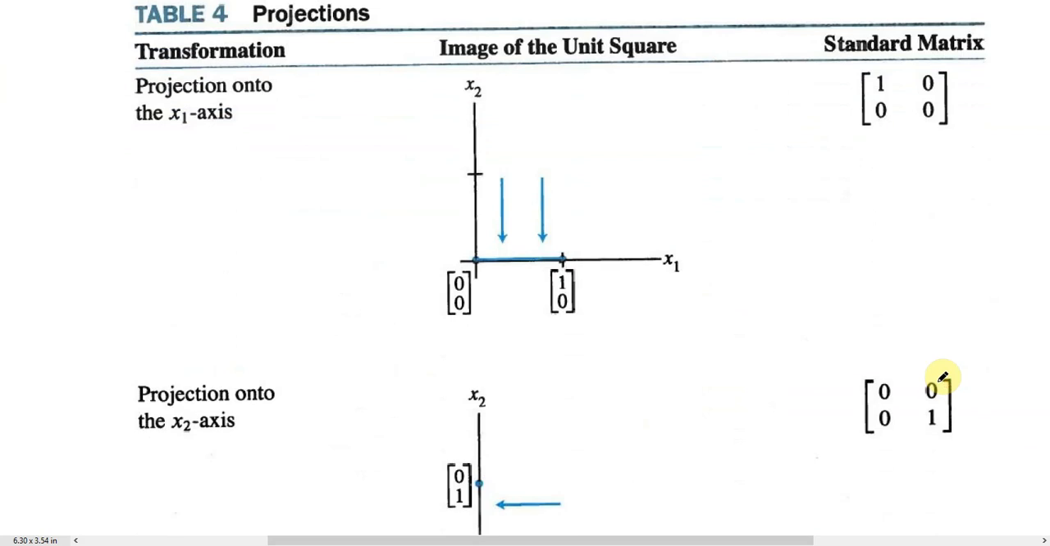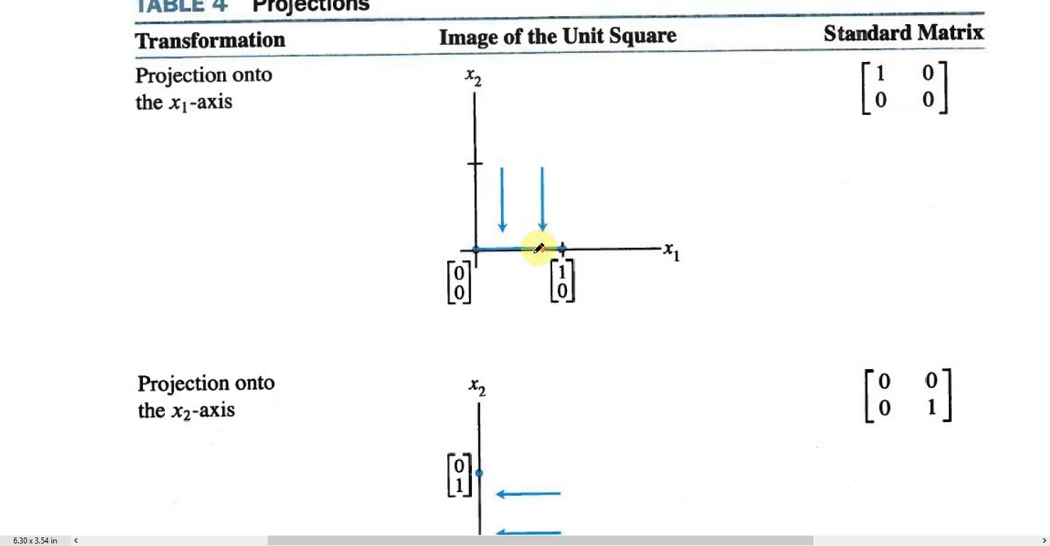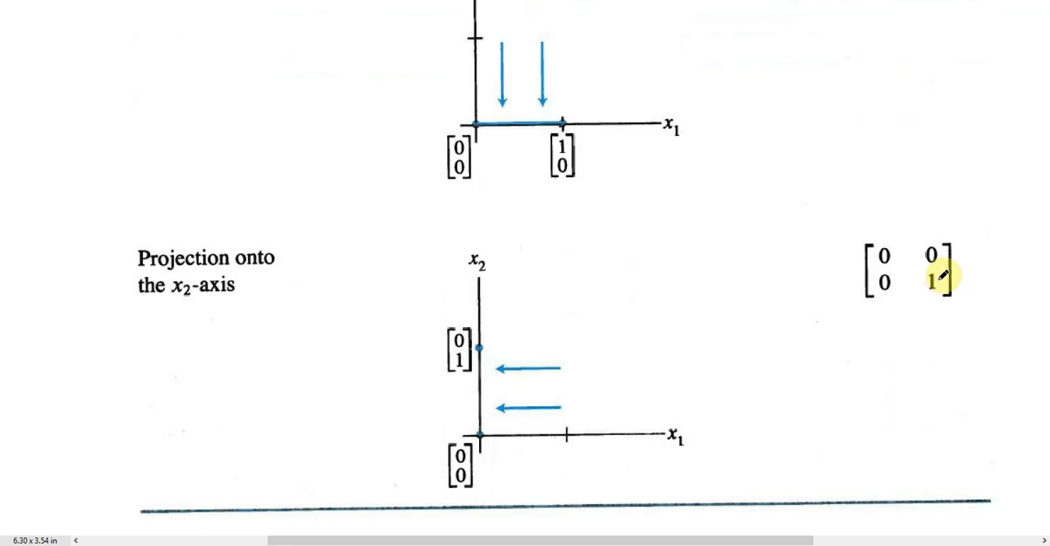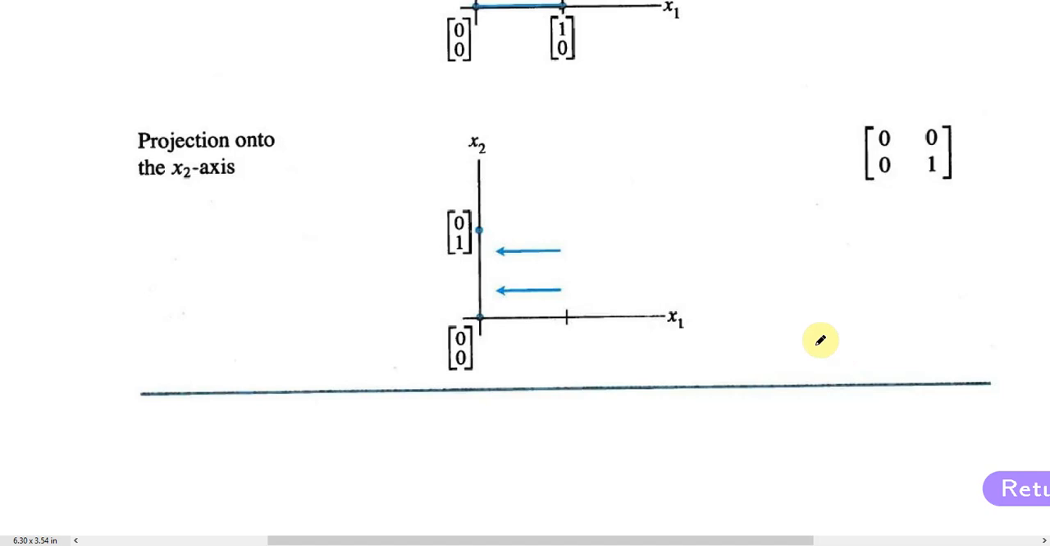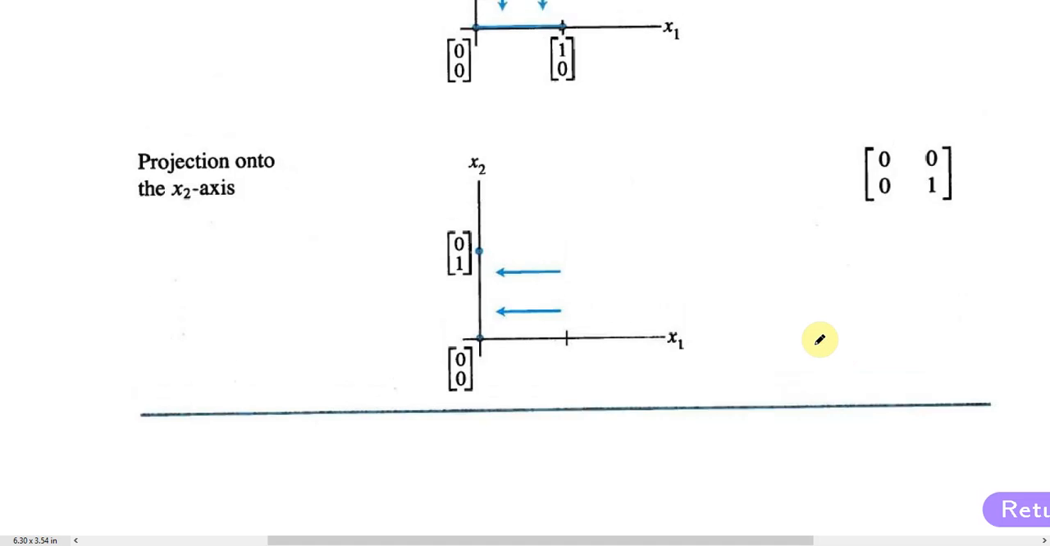Projections, we did one of these. So basically, if you have a 1 in this position, zeros everywhere else, that's going to be a projection onto the x1 axis. If you put the 1 instead down in this lower right position, it's going to be a projection on the x2 axis. And then finally, we just talked about in the previous example, we had a rotation matrix.